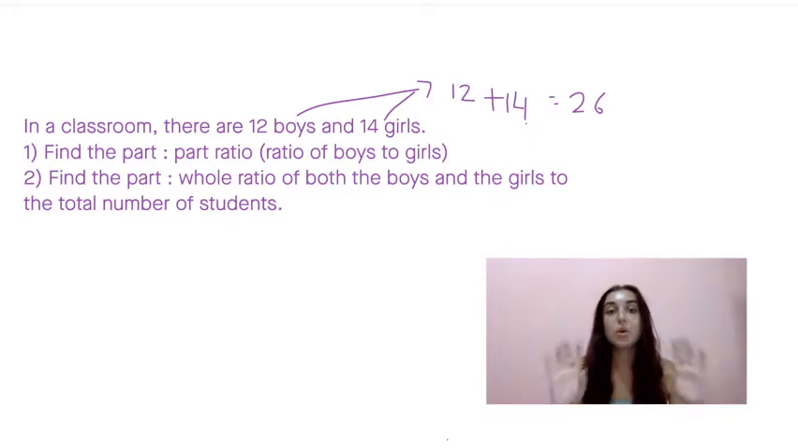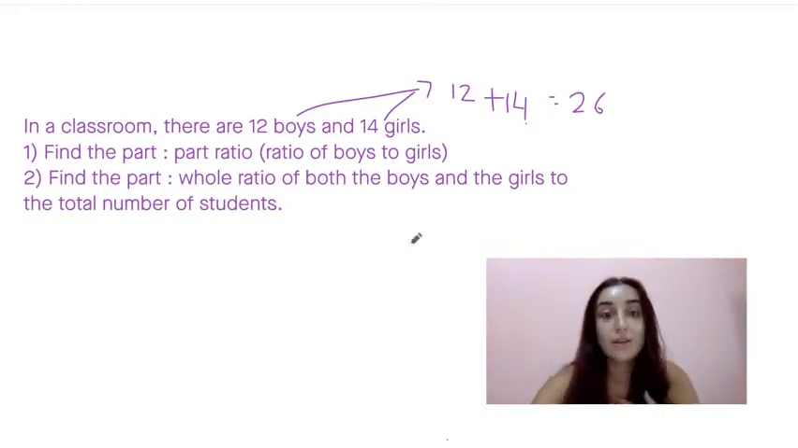What does this mean? So all these students, the 26 students, have been divided into boys and girls. So those are the two parts that make up the whole number of students. So what we have to do is write the ratio of the boys to the girls. We know the exact numbers of how many boys we have and how many girls we have, so we can just write it down. That will be 12 to 14. We can also simplify this ratio and it will be 6 to 7.